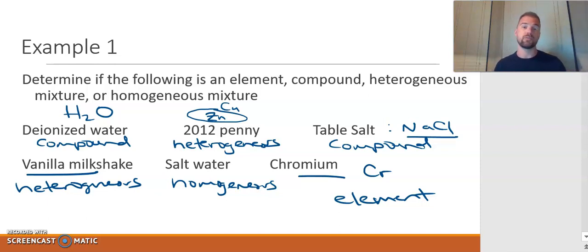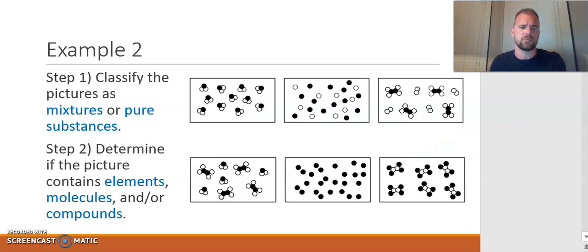So I wanted to go through those with you together so that way you're familiar. But let's take a look at another example. What's another way I could ask that question? I could ask you to do it in particle form.